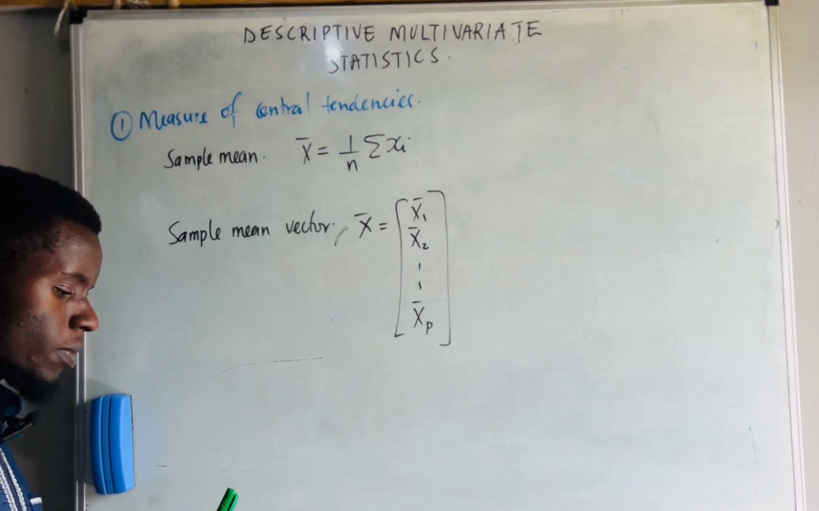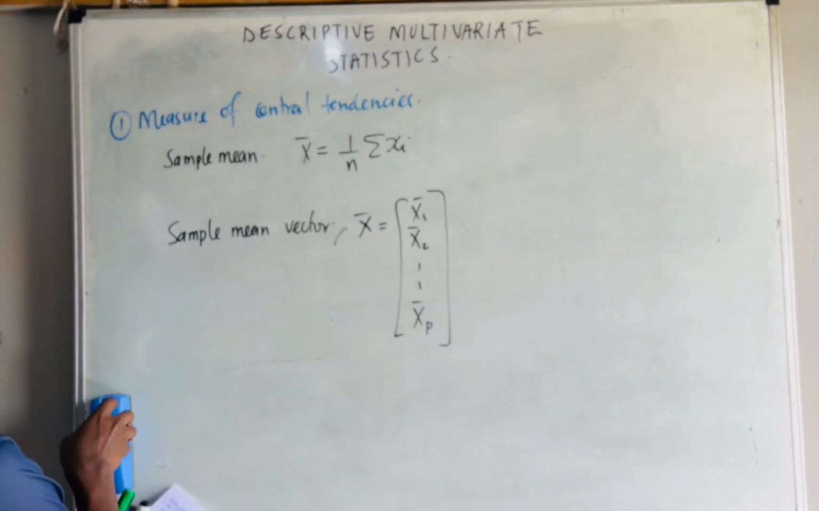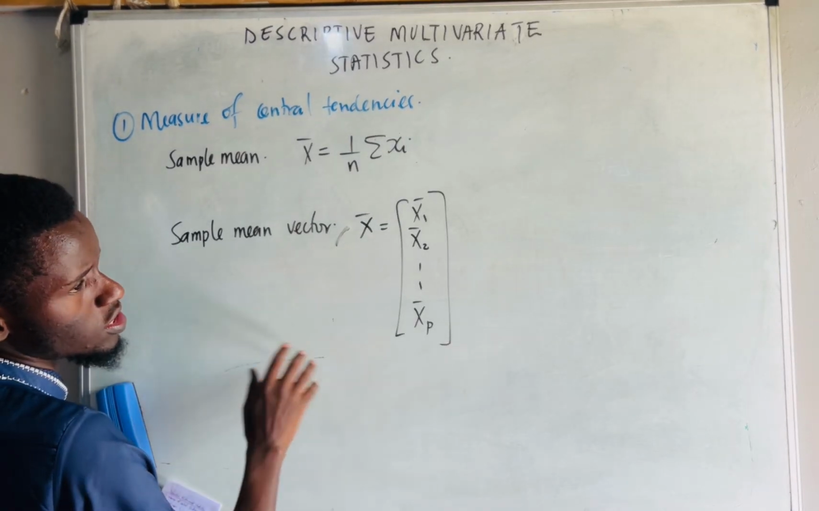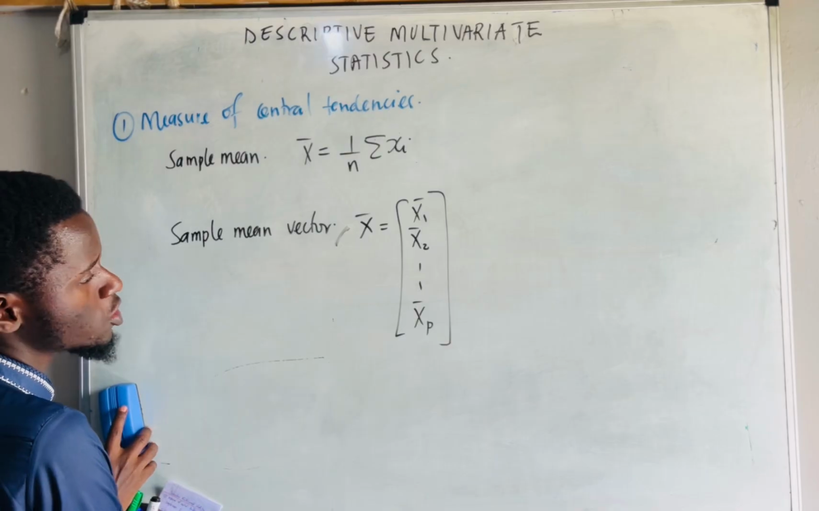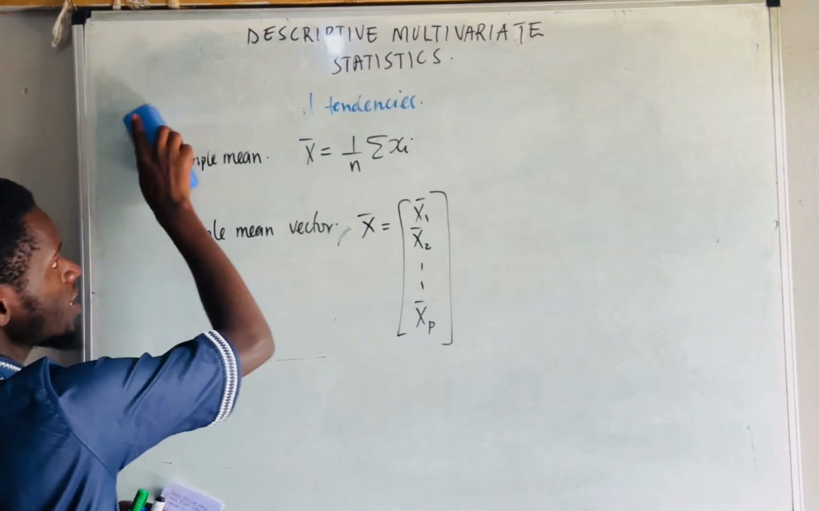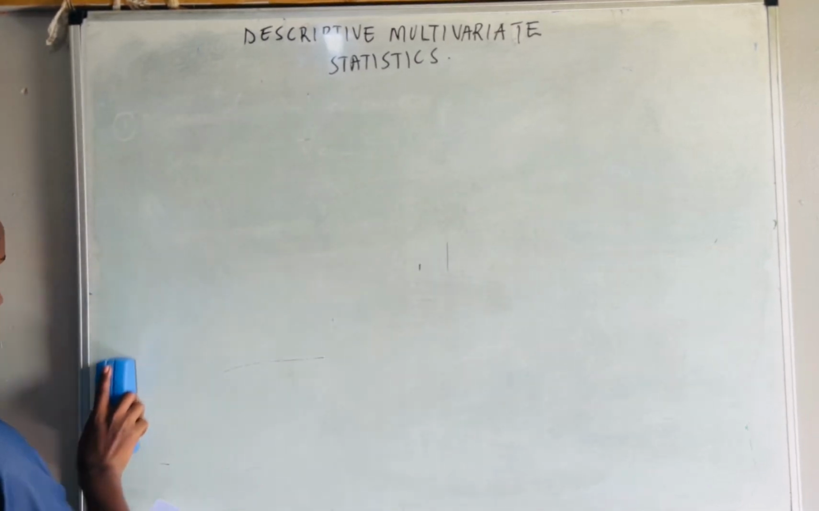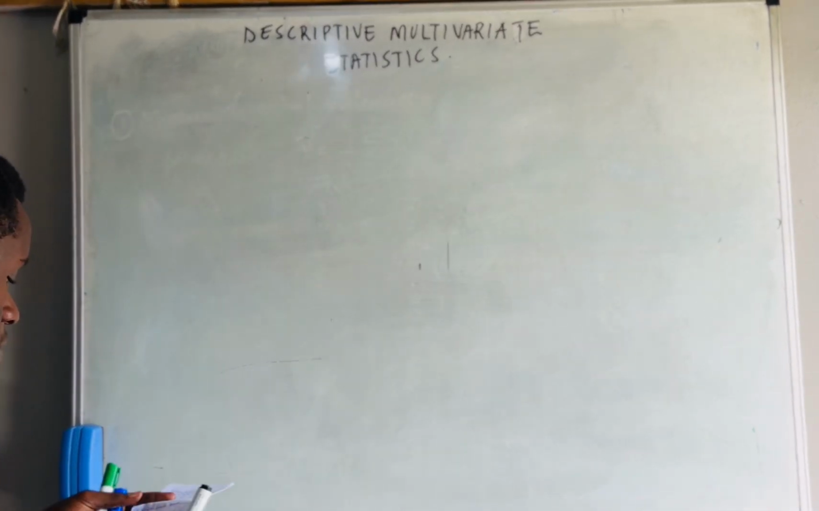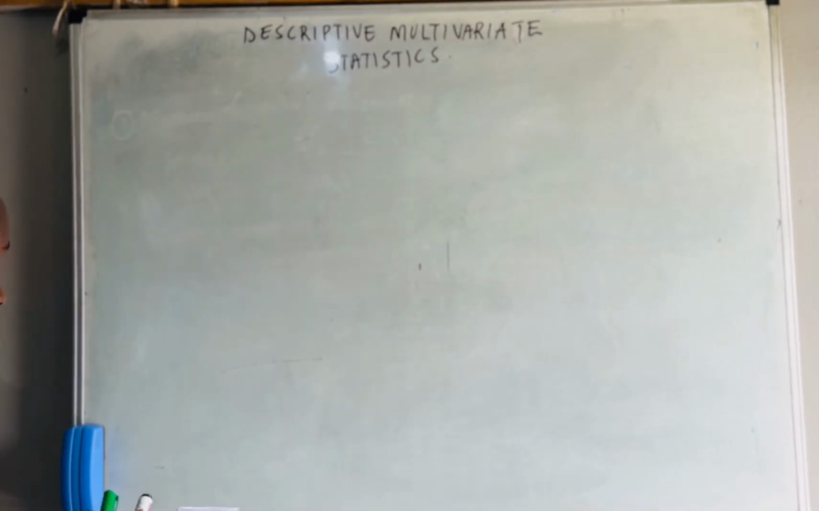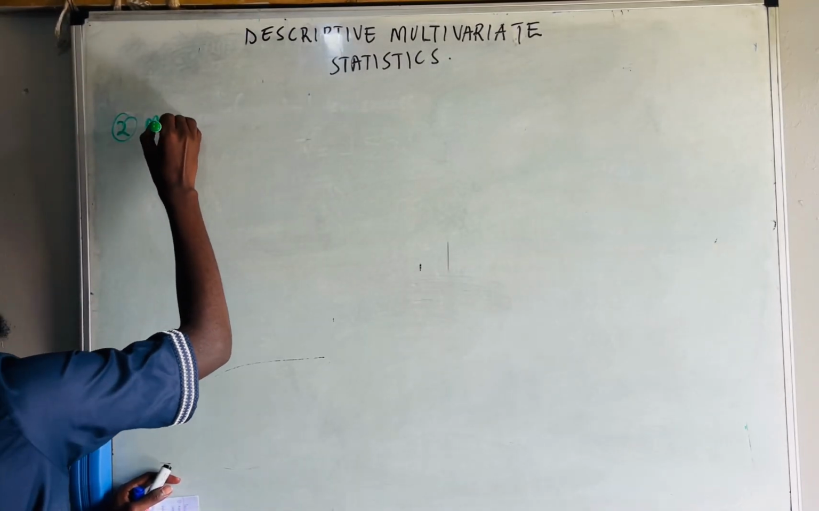Now, members, allow me to take you through also the measure of dispersion. How are these variables dispersed from each other? How are they spread out away from the mean? Now, members, we go in for the second measure, the measure of dispersion.